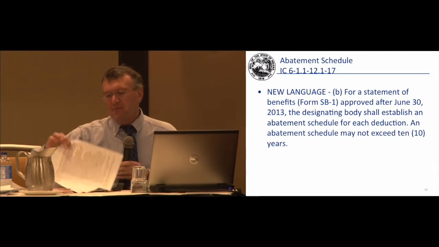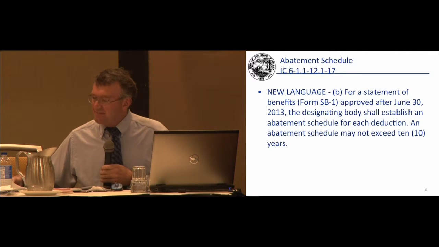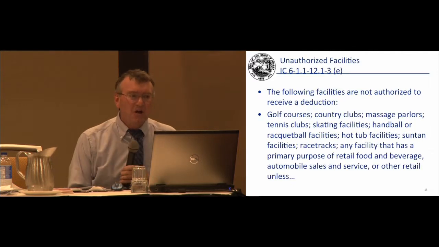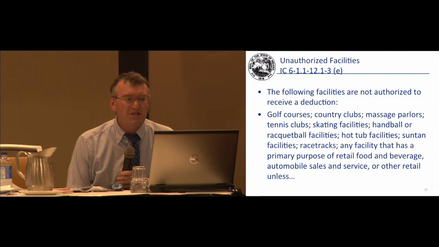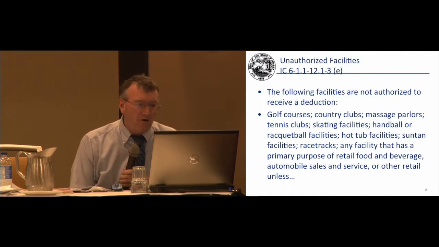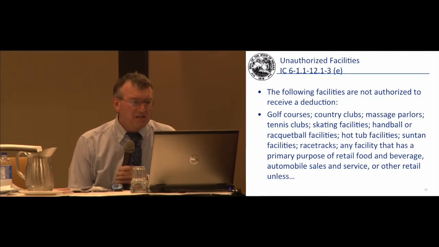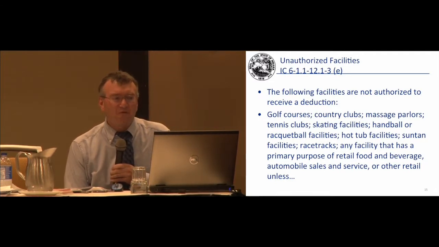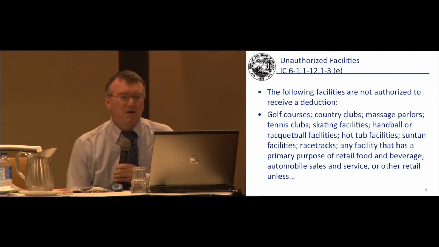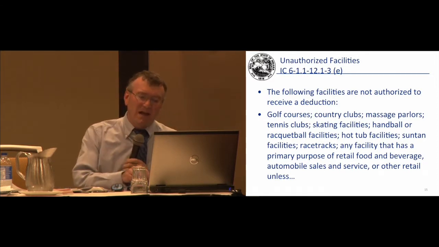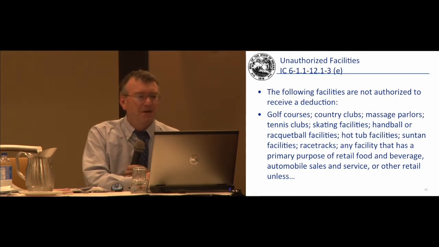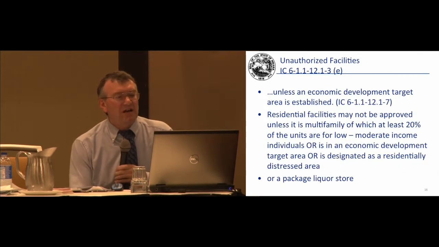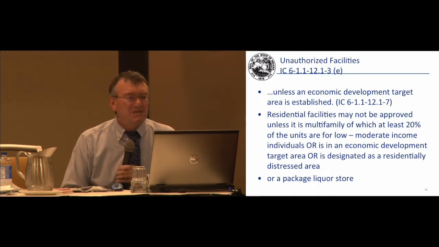Unauthorized facilities is an important concept to understand. Basically, the Indiana Code says that the following facilities are not authorized to receive a deduction: golf courses, country clubs, massage parlors, tennis clubs, skating facilities, handball or racquetball facilities, hot tub facilities, suntan facilities, racetracks, any facility whose primary purpose is retail food and beverage, automobile sales or service, and other retail. And then there's that big word, unless. Unless an economic development target area is established per 12.1-7.